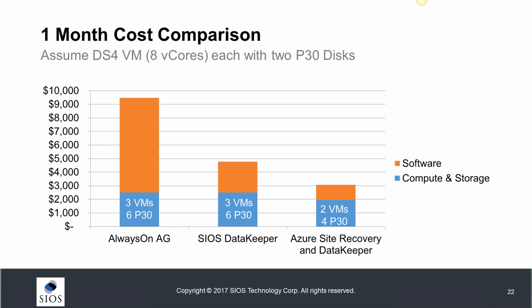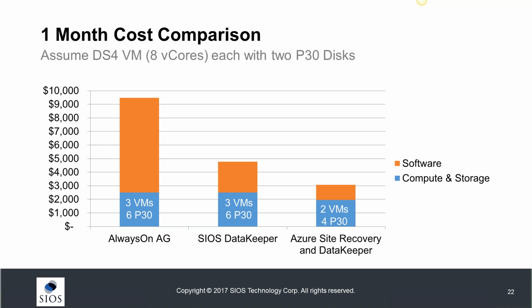You see the breakdown of the cost. The compute and storage across the first two solutions, always-on availability groups and SIOS DataKeeper, is exactly the same. You've got to pay for two VMs in the primary site, one VM in the DR site, and the same amount of storage attached to each. So, pricing this out with a DS4 and two P30 disks attached to each instance, you get roughly $2,500 just for the compute and storage.